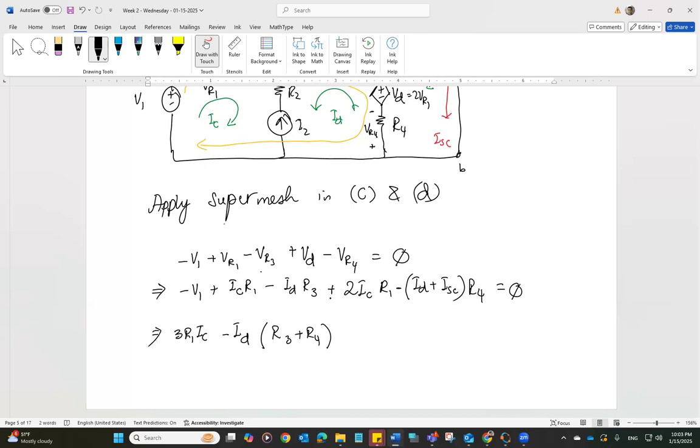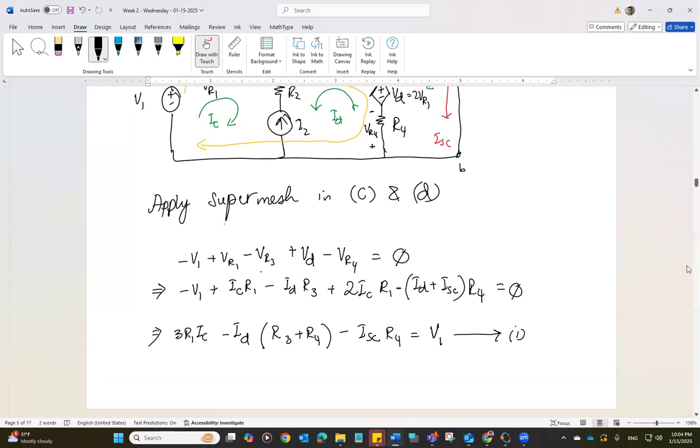And then ISC, right? ISC is right here, negative ISC R4. And this is equal to V1, because V1 is going to go on the other side of the equation. So that's going to be equal to V1. And this is my equation 1.